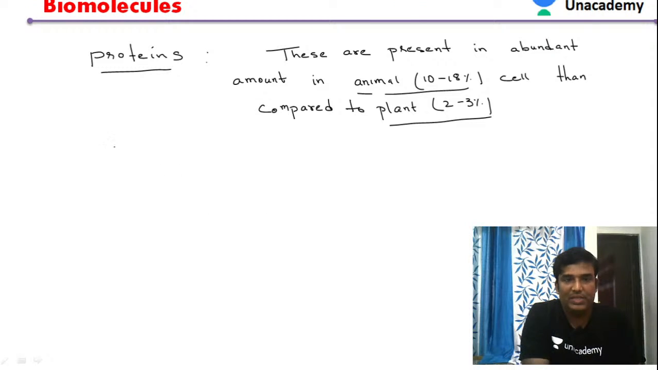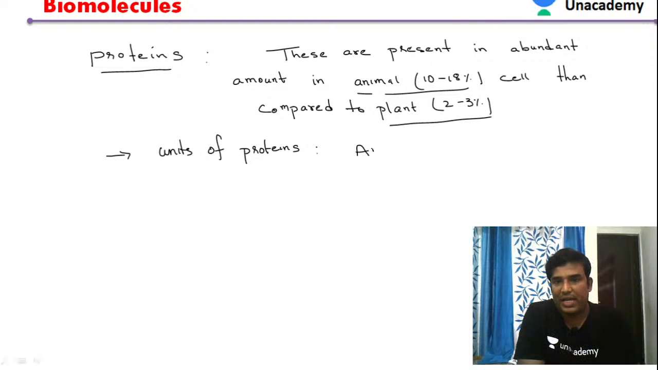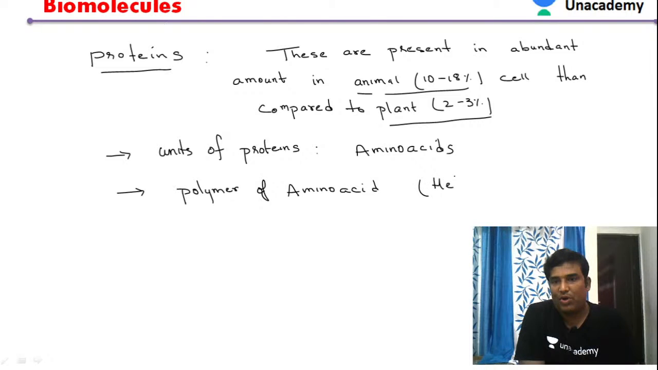So what are the units of proteins? The units of proteins are amino acids. Protein is a polymer, a polymer of amino acids. Specifically, it is a heteropolymer.